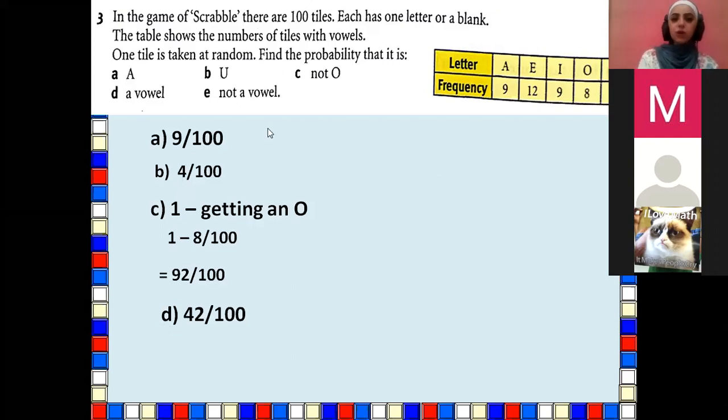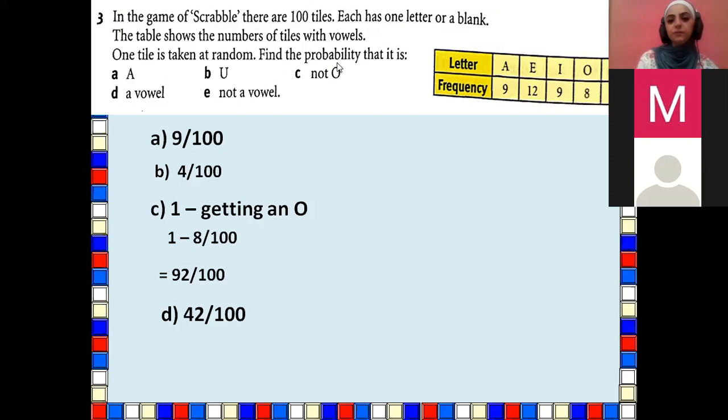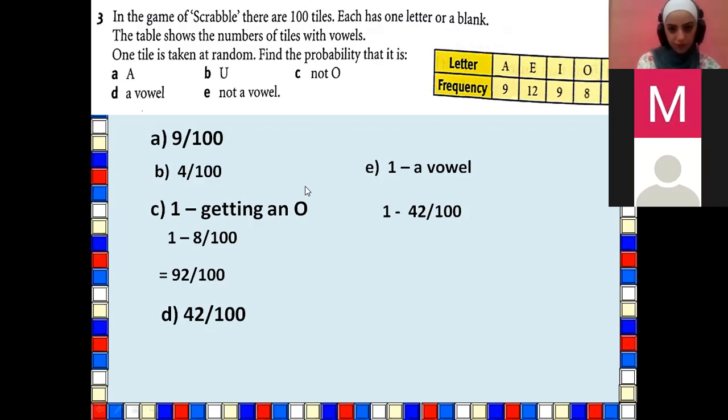Now, not a vowel, the last one, Ghada. Hi, Miss. Hi, Ghada. Not a vowel. It's 58 out of 100. Yes, it's gonna be what's left from taking away 42, since 42 are vowels. Take away 42 from the 100. How much is left? 58. 58 out of 100. So this is how we write the equally likely outcomes.